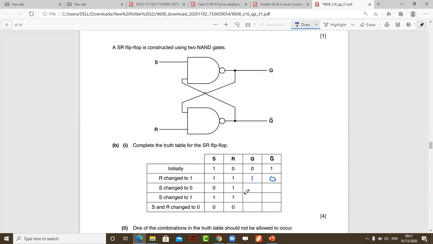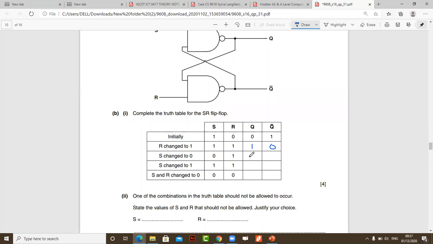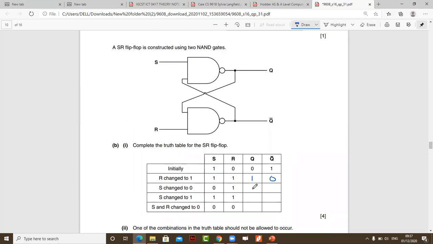When S is changed to 0, okay, then what happens? Tell me. R, yeah, S की बात कर लेते हैं, let's say. S is 0 and Q dash is 0. 0 0 क्या होगा? 1, right? And when Q is 1 and R is 1, 1 1 becomes 0. Agree with me?